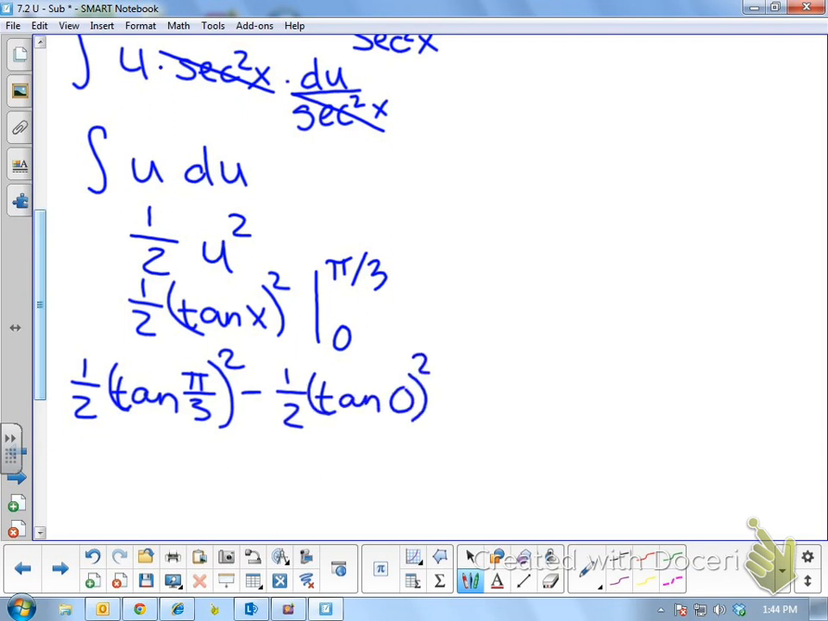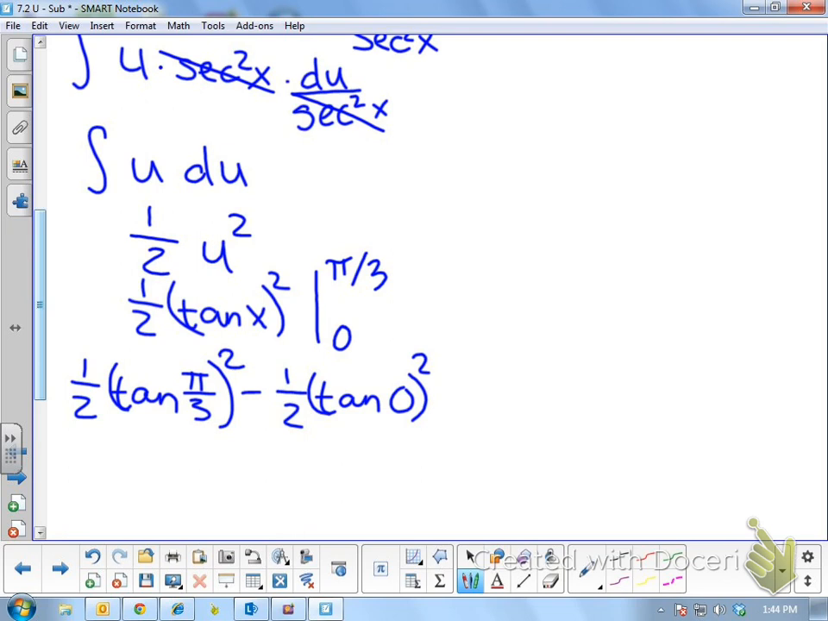Does that line mean bound? Or from? It means evaluate from 0 to pi over 3. So you use that instead of the integral sign, because we've already integrated. Right. After you integrate, that symbol just means you're going to be plugging pi over 3 into the function, and you're going to be plugging 0 into the function.